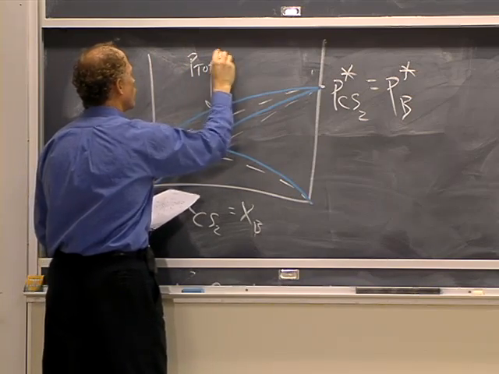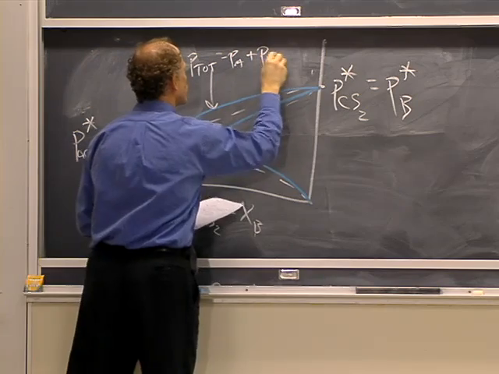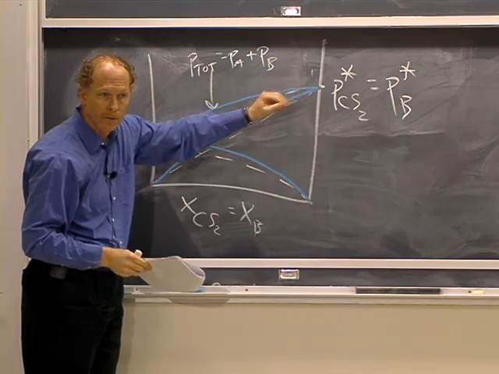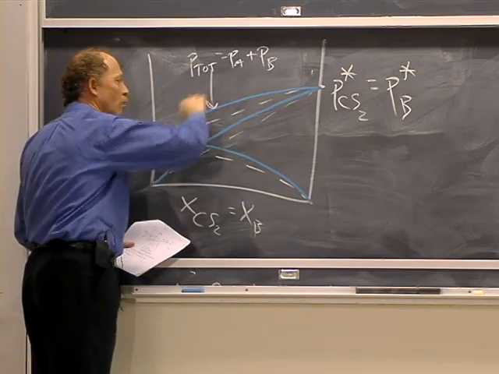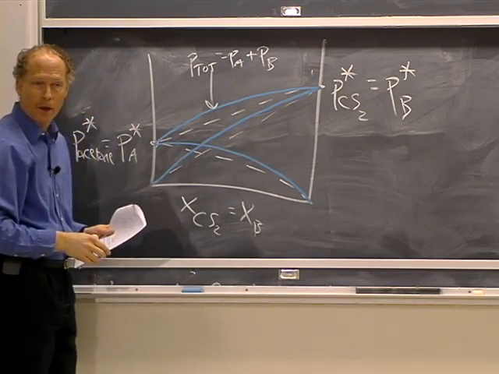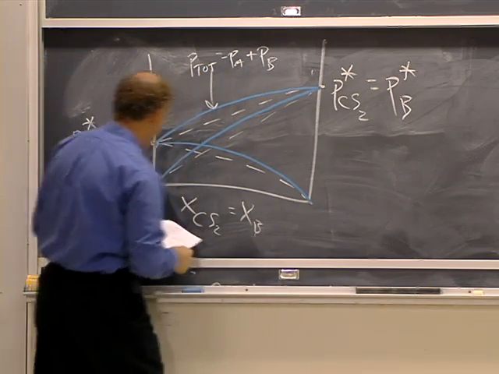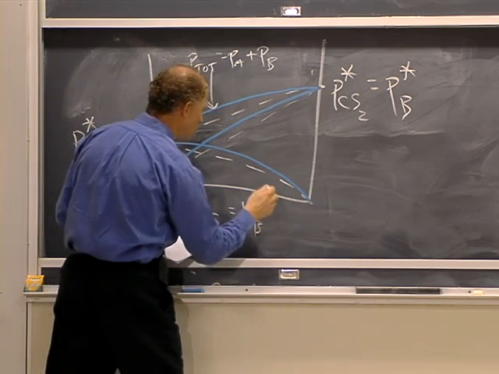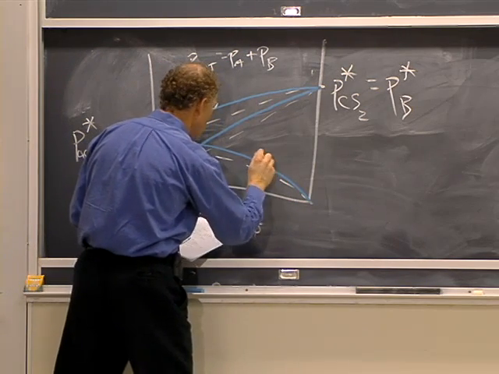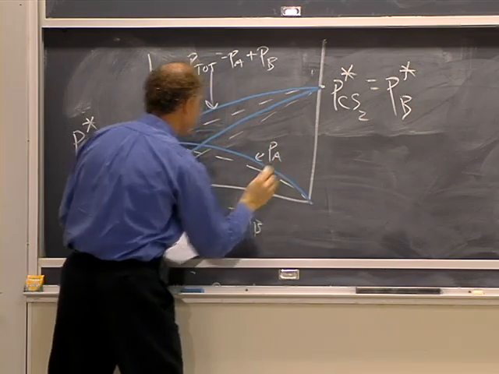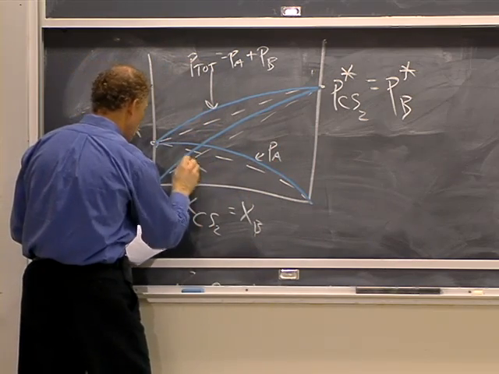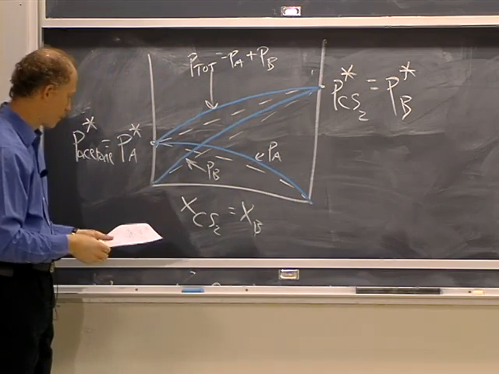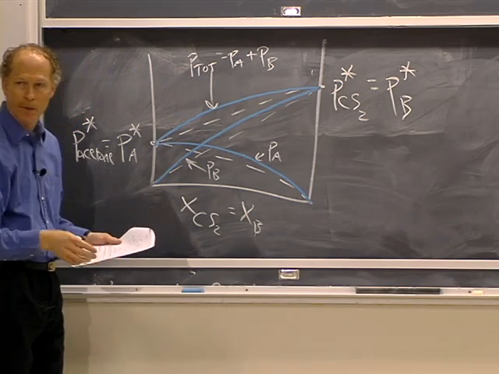That's the total pressure, PA plus PB. In the ideal case, it's this straight line, right? In the non-ideal case, though, it's bigger than the straight line because more stuff wants to get up into the gas phase, and it's the same for each individual component. So here's PA, and there's PB, right? Any questions?